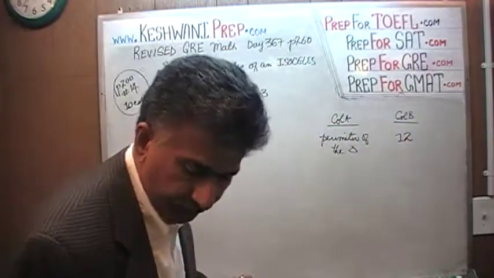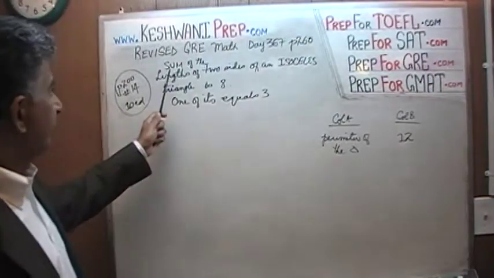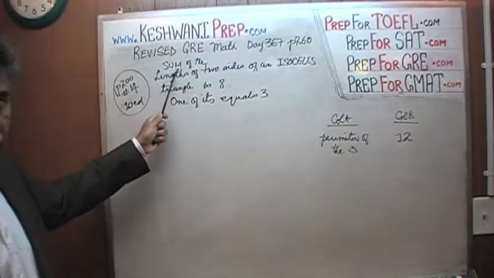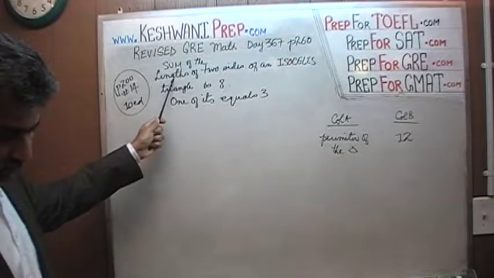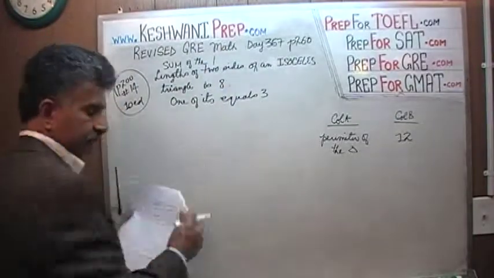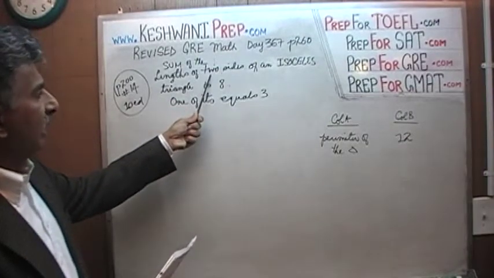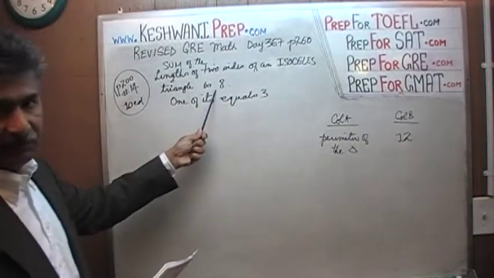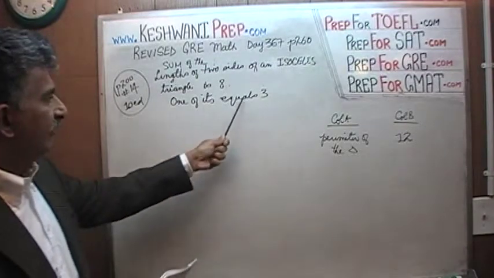Let's see what we can do, shall we? Okay, let's read one more time. It says, sum of the length of the two sides of an isosceles triangle is 8. I inserted 3 words in the beginning here. I was too lazy to actually erase everything and rewrite it properly. And one of the sides equals 3.